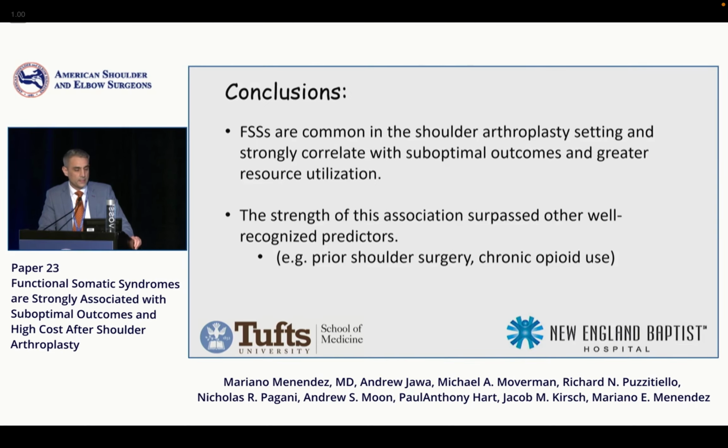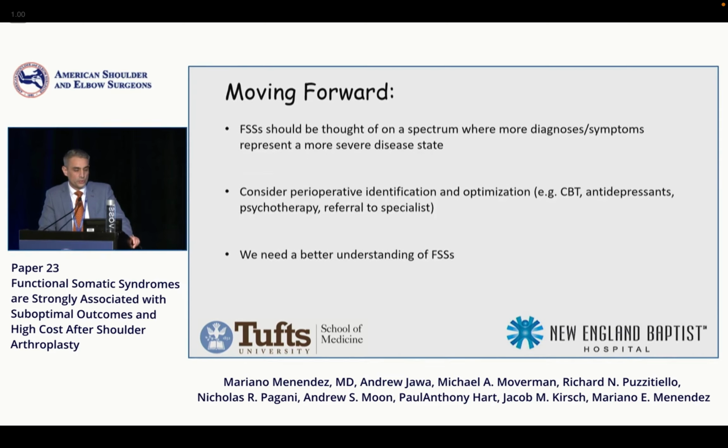So this is a very real thing that costs money and leads to more disability in shoulder arthroplasty if they have more of these. So conclusions: FSS, or functional somatic syndromes, are common in shoulder arthroplasty, upwards of 20% of patients, and they strongly correlate with suboptimal outcomes, as you might expect. The strength of the association well surpassed other predictors of poor outcomes, prior shoulder surgery and chronic opioid use.